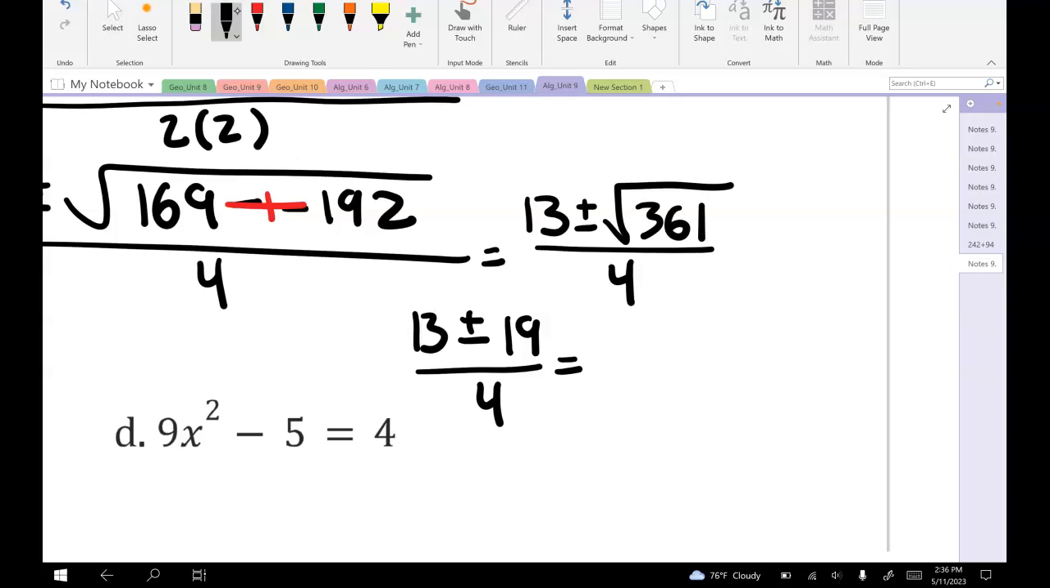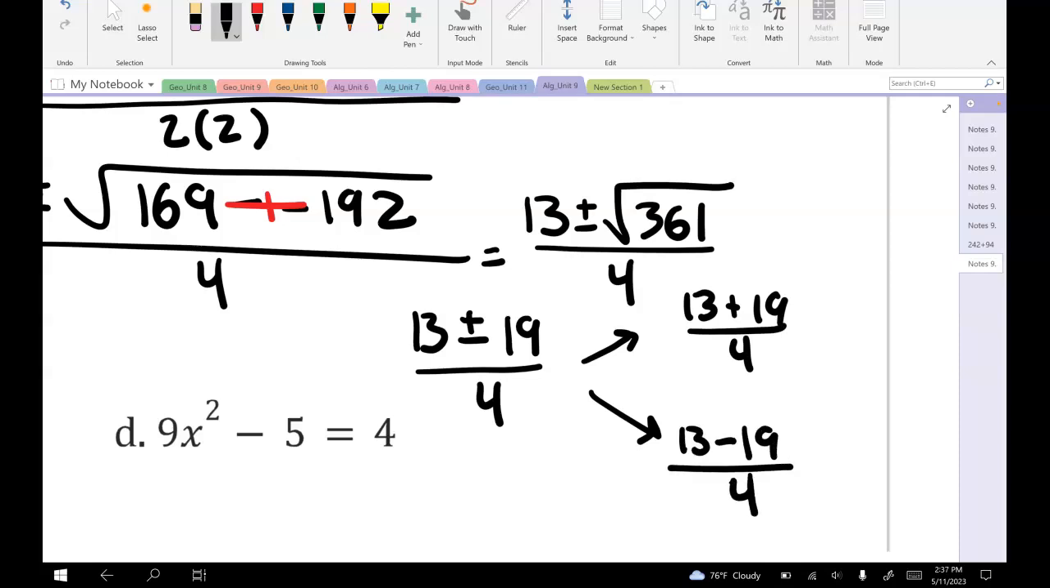So then this is the part where we split it up into our two. We have to use one with the plus, one with the minus. 13 plus 19 divided by 4, and 13 minus 19 divided by 4. The most common mistake on this step is an order of operations thing. A lot of people want to take 13 divided by 4 and then add 19, which is incorrect. We have to add our top numbers together before we divide.